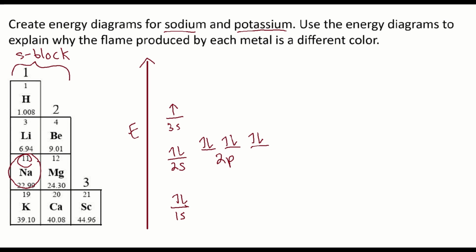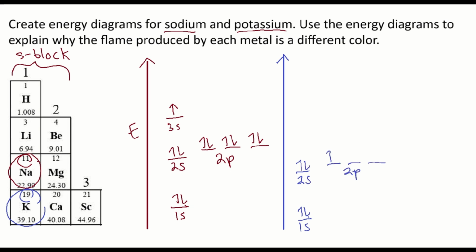Let's do the same for potassium. Potassium is 19 total electrons. Let's put the first 2 in the 1s orbital. And continuing with the alpha principle, we go to the 2s, then the 2p, then the 3s, then the 3p, and we skip the 3d for now and go to 4s. So our final electron is going to occupy the 4s orbital.